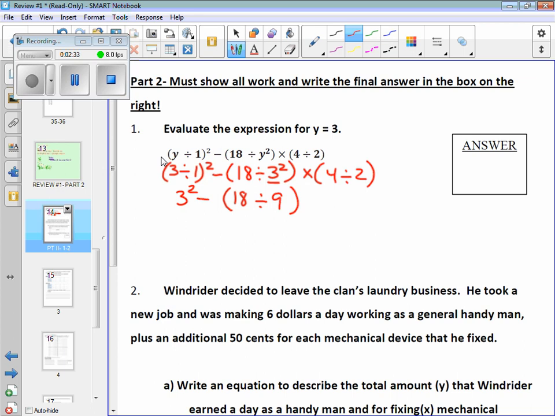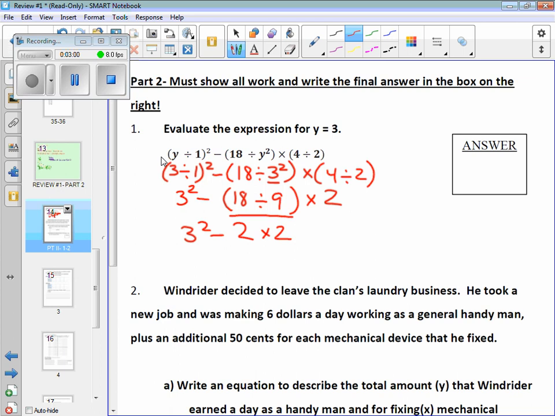Okay? I could do it technically right now, but let me save it. I don't want to do a whole lot of things in one step. I'll save it for the next step. Before divided by 2, I can evaluate as. Okay? Now I still got that one set of parentheses, which I'm going to do next. 18 divided by 9 is? All right, what do I do next?